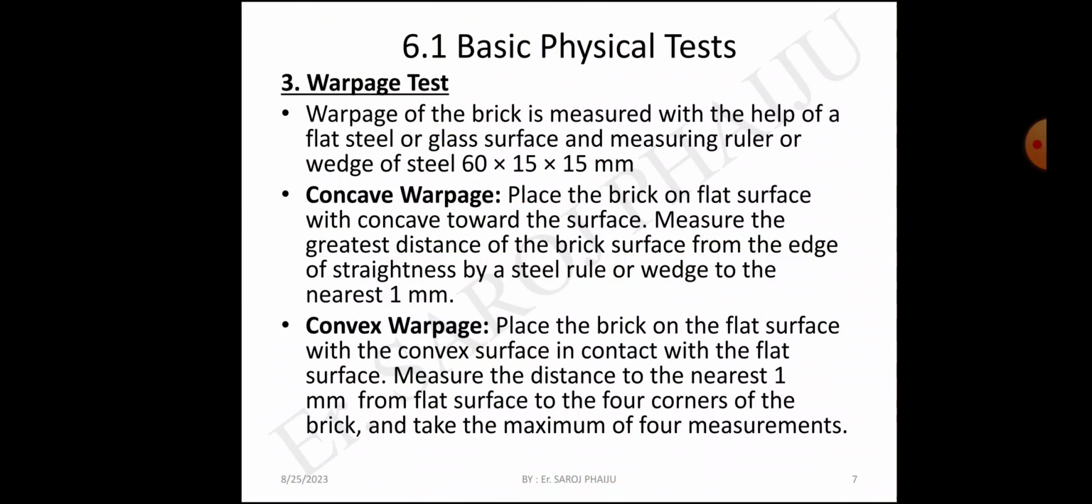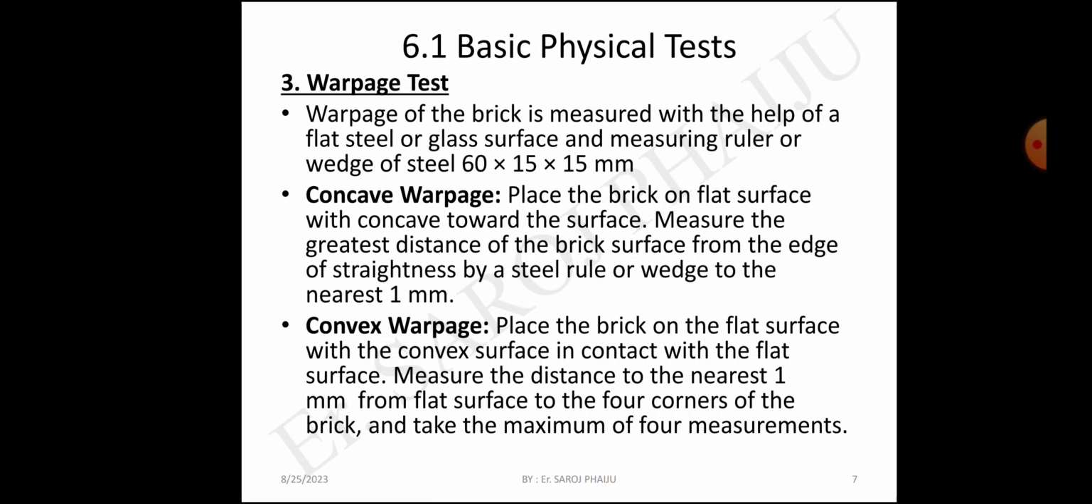Warpage test. Warpage of the brick is measured with the help of a flat steel or glass surface and measuring ruler or wedge of steel, 60 x 15 x 15 mm. Concave warpage: place the brick on a flat surface with the concave surface downward. Measure the greatest distance of the brick surface from the edge of straightness by a steel rule or wedge to the nearest 1 mm. Convex warpage.